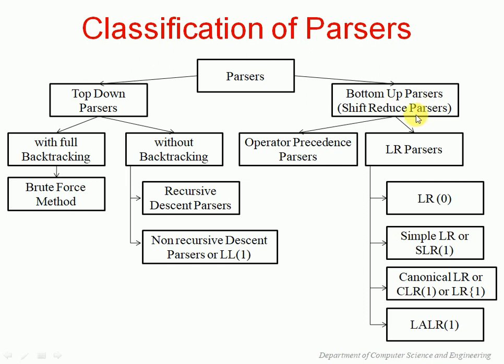Bottom-up parsers are of two types. One is operator precedence parsers, the other one LR parsers. LR parsers, we have four types of it, that is LR0, second one simple LR, or it is referred as SLR1, canonical LR or CLR1 or LR1, then comes LALR1. So these are the parsing techniques that we will be seeing in detail in this particular session. Operator precedence parser we will see in the end.